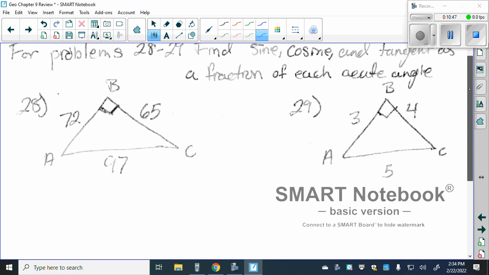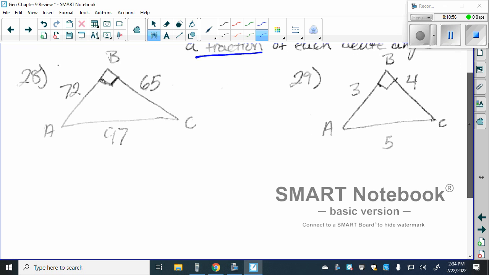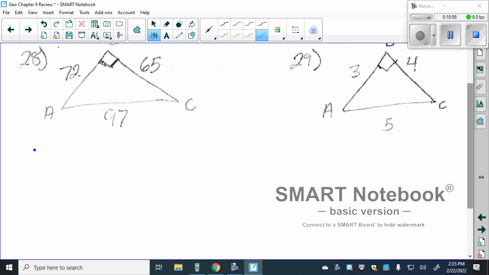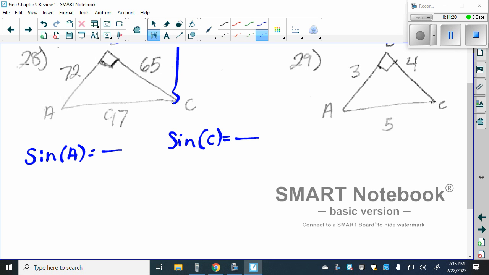Looking at 28 and 29, find sine, cosine, and tangent as a fraction of each acute angle. So there are two acute angles. One of them is A, and the other is C. The only one we won't be finding is the 90-degree angle, whichever one's the right angle. Now for all of these here, sine of an angle is opposite over the hypotenuse.